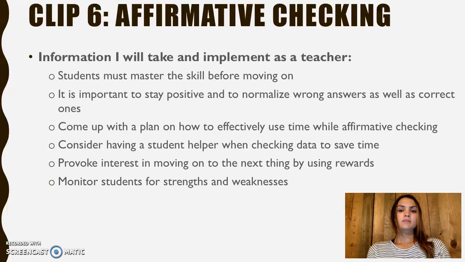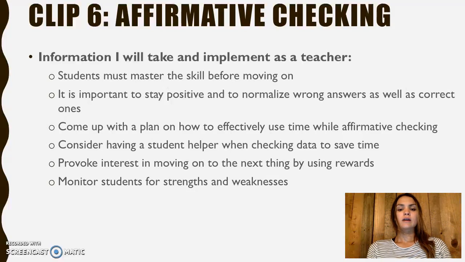And information I will take and implement as a teacher. Students must master the skill before moving on. I think that's very important. With this strategy, it is important to stay positive and to normalize wrong answers as well as correct ones. So I think it's important to let students know that it's completely okay to have the wrong answer as long as they continue to try.